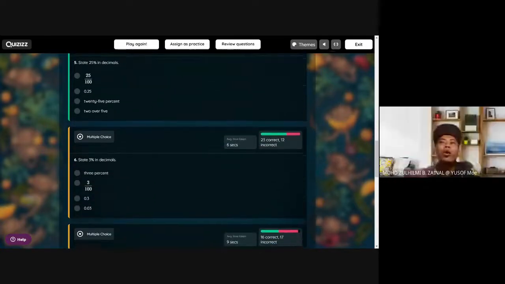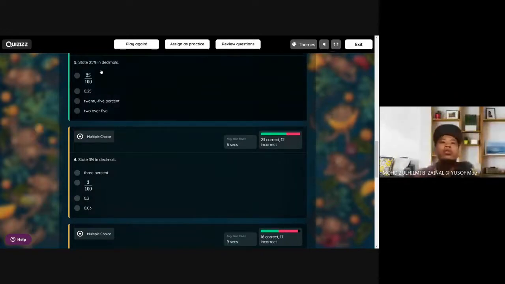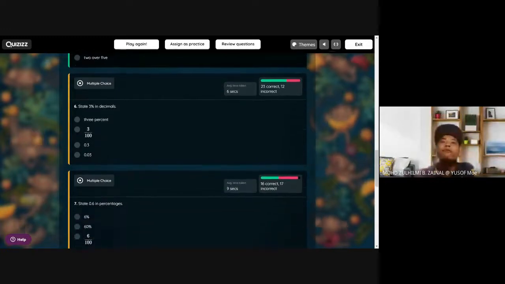Okay. Question number 5, very easy too. State 25% in decimals. So just write it down in decimals. Decimals, decimals. What is decimals? In points. 0.25. Don't mix up decimals with fractions and percentage, remember the topic.